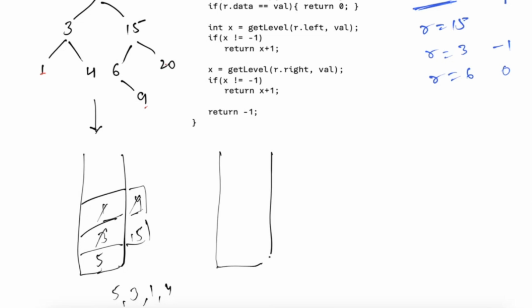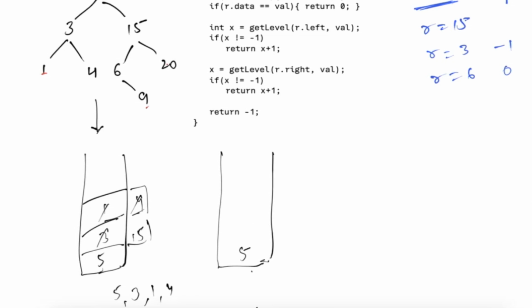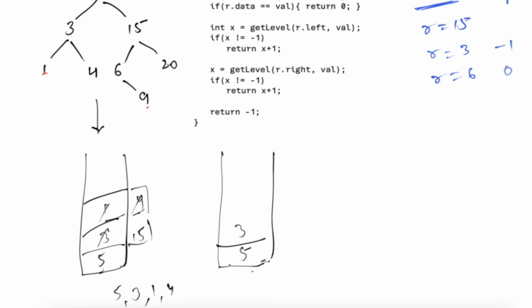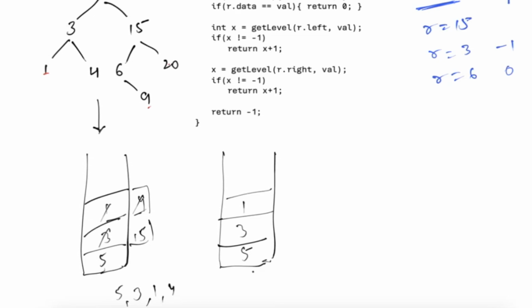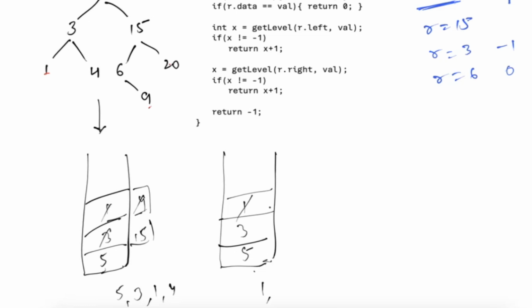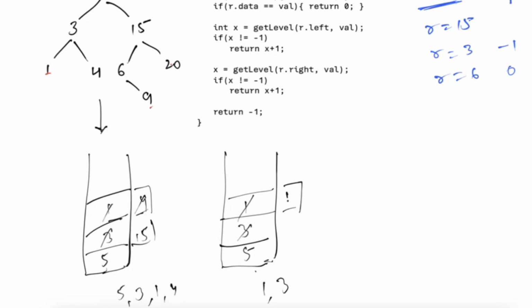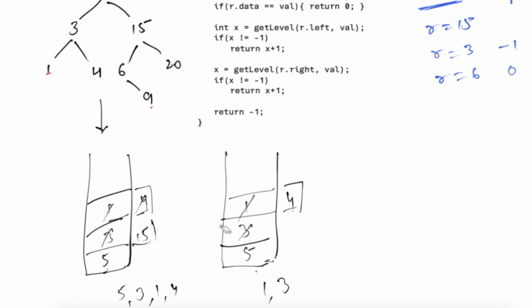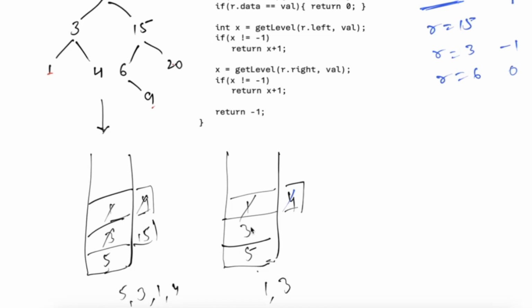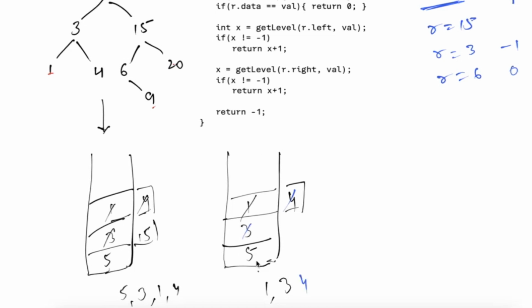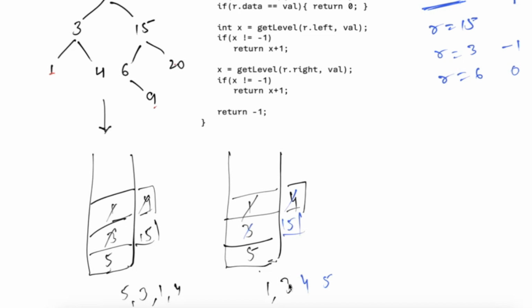Let's look at the call stack of in-order traversal. First you call the function for 5, it prints nothing and calls the function for 3. Then it prints nothing and calls the function for 1. Then 1 calls for left, prints itself, and returns. Then 3 prints itself and calls the function for 4. Then 4 returns, and then 3 also returns. Then 5 prints itself and calls the function for 15.